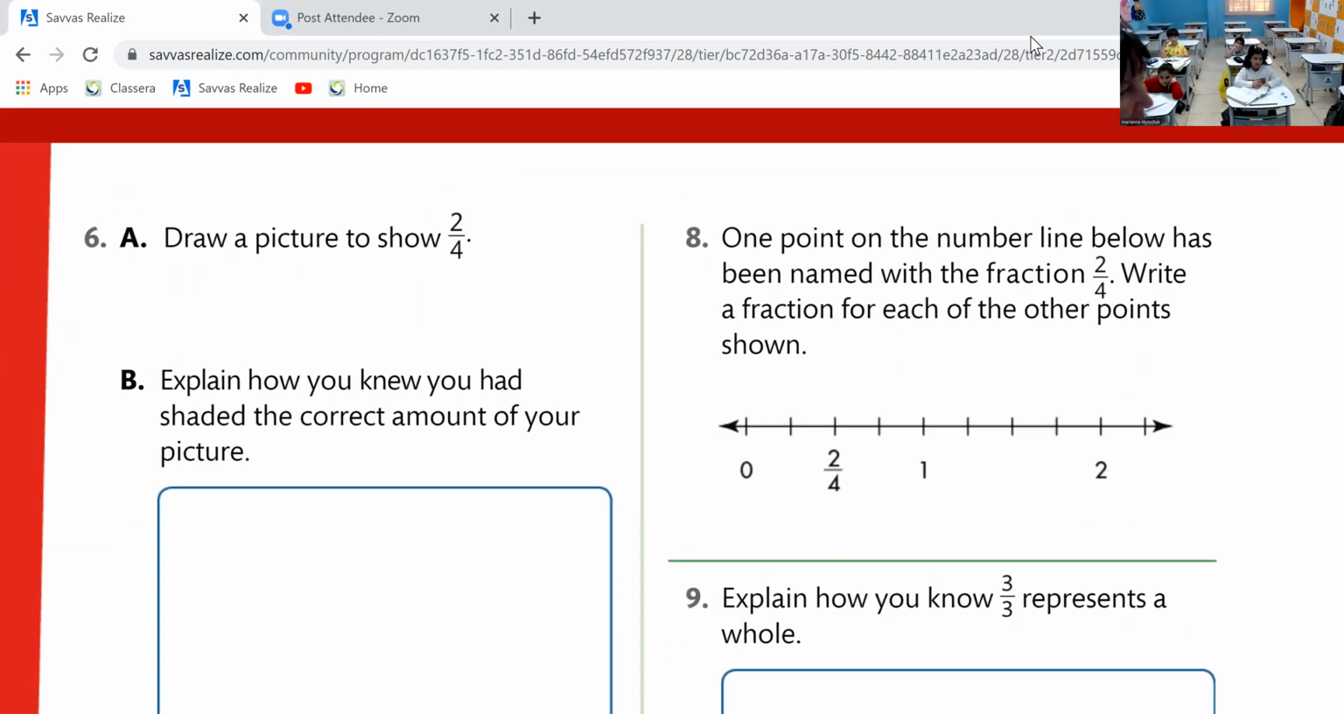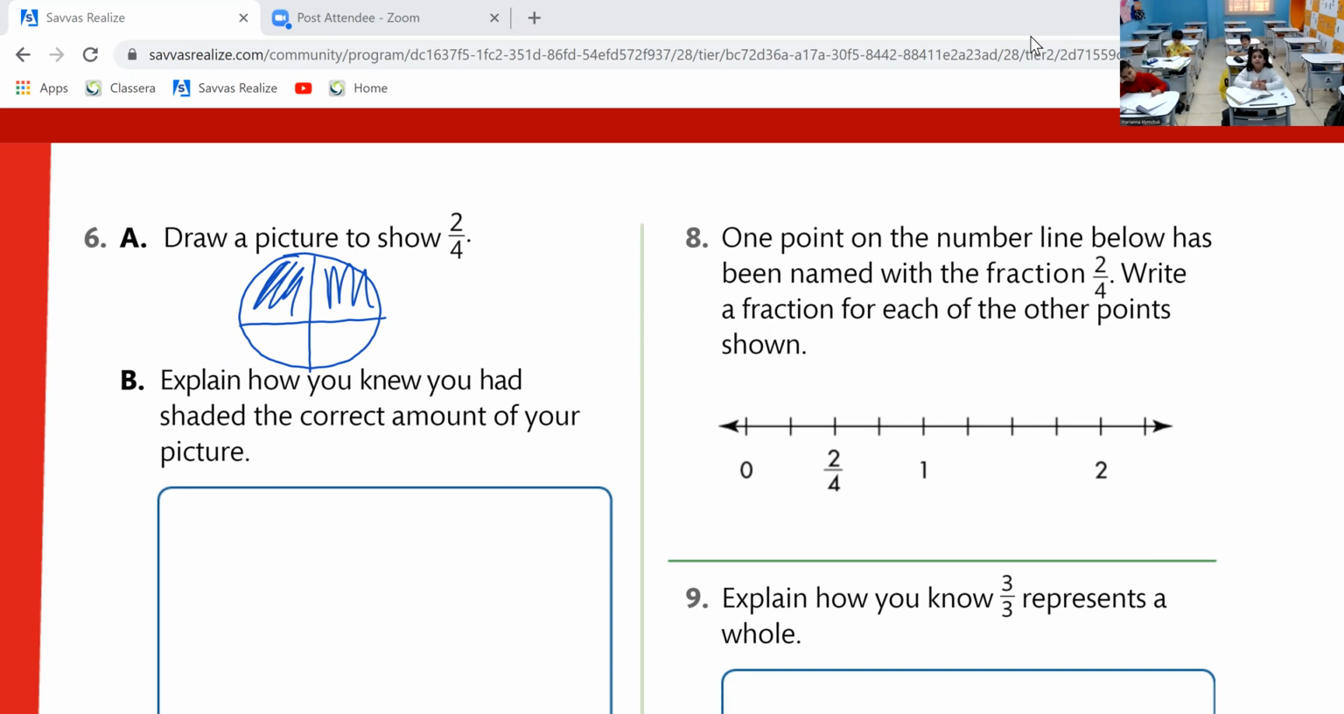Okay, number 6A. Draw a picture to show 2 out of 4. What can you draw? You can draw a circle. Okay, let's do this. Circle with how many parts? With 4 parts. And we shade 2. How do we divide into 4 parts? We just draw a plus. And shade 2. This is how you show 2 out of 4.